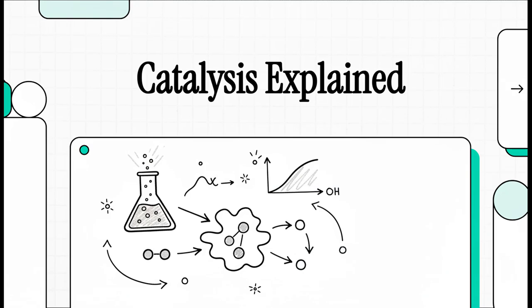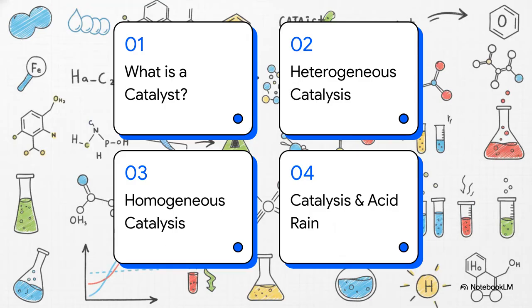Have you ever wondered how some chemical reactions happen in a split second, while others seem to take forever? Well, a lot of the time, the secret ingredient is something called a catalyst. In this explainer, we're going to break down exactly how they work, focusing on the stuff you absolutely need to know for your syllabus. So here's the game plan.